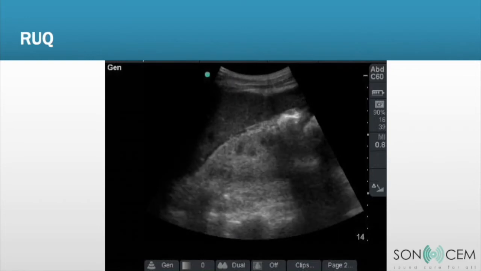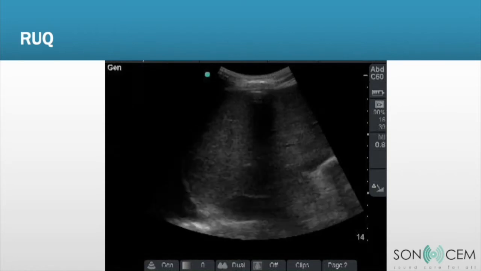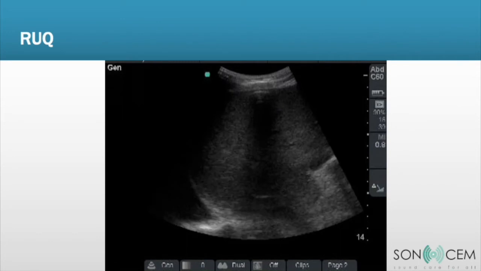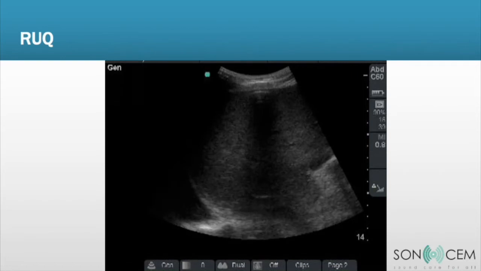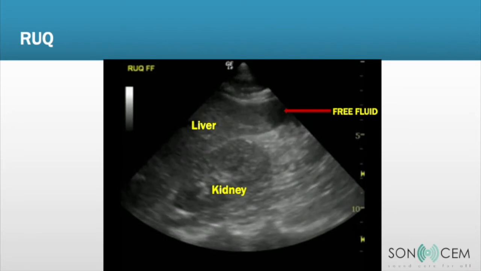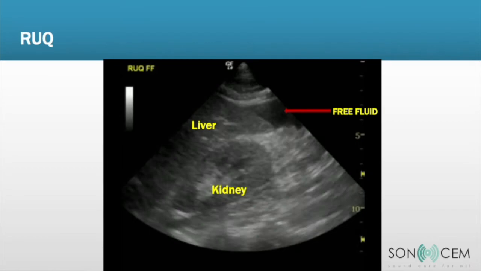For the right upper quadrant view, fluid tends to accumulate at the Morison pouch, and thus it should be the first view obtained in a trauma patient. As you can see here, there is free fluid at the Morison pouch. This is the kidney, and this is the liver. As you can see here, there is free fluid at the caudal tip of the liver. A small amount of free fluid will first accumulate at the caudal tip of the liver, thus it should not be missed.